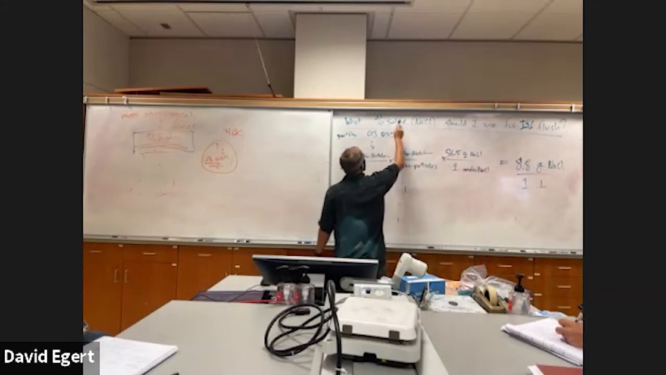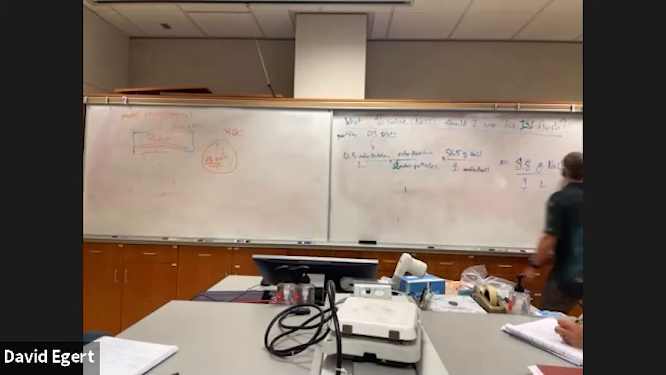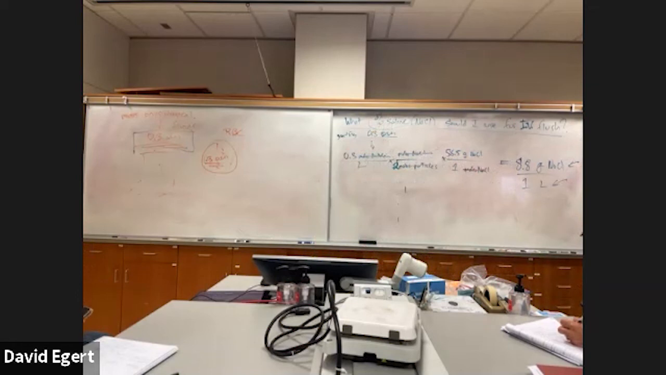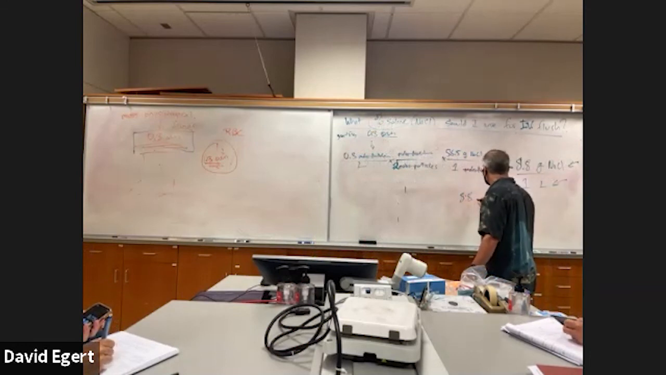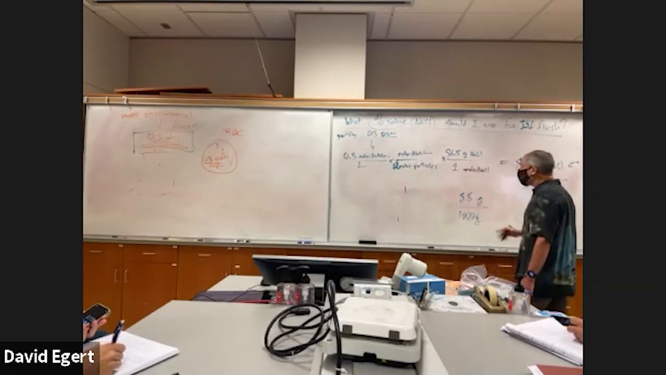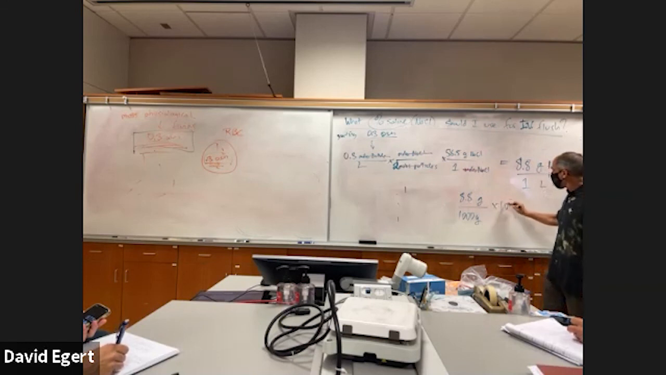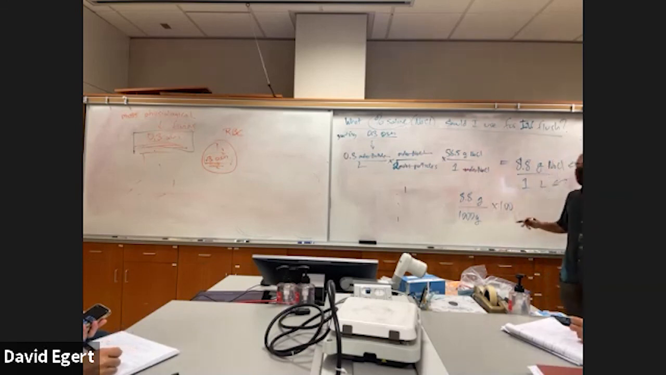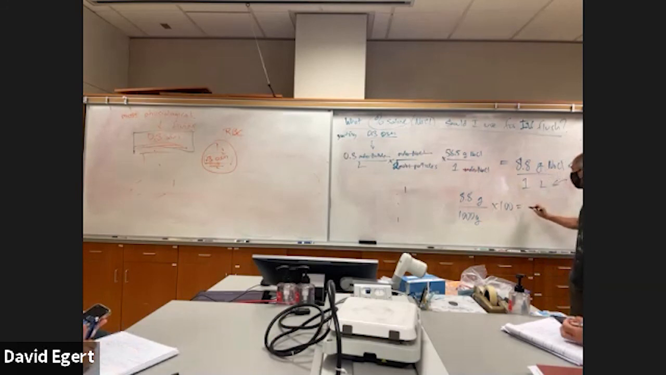And then percent saline is going to be the grams of NaCl over the grams of solution. So 1 liter weighs how many grams? 1,000, right? 1 mL is a gram. A liter is 1,000 mL. So this is going to be 8.8 grams over basically 1,000 grams. And then to be percent solution, I have to multiply times 100. And it basically becomes 0.88, which is basically 0.9% NaCl.